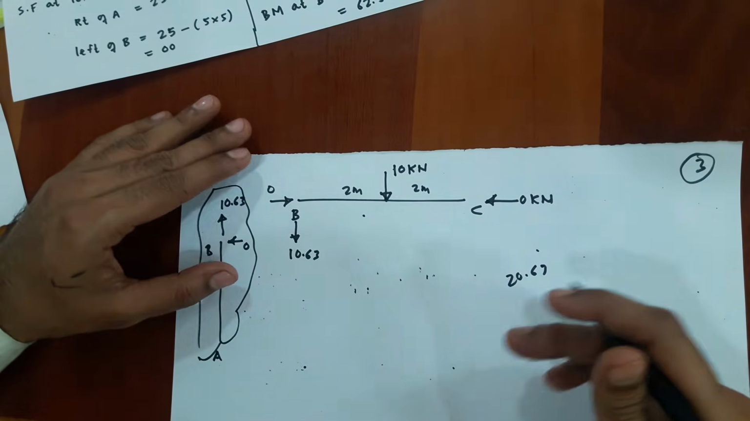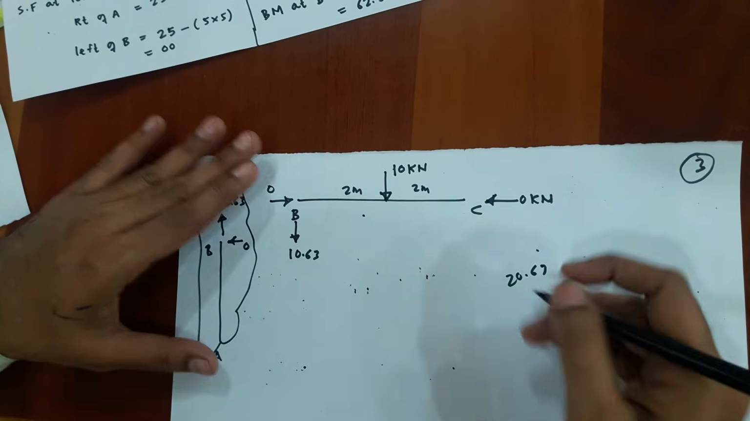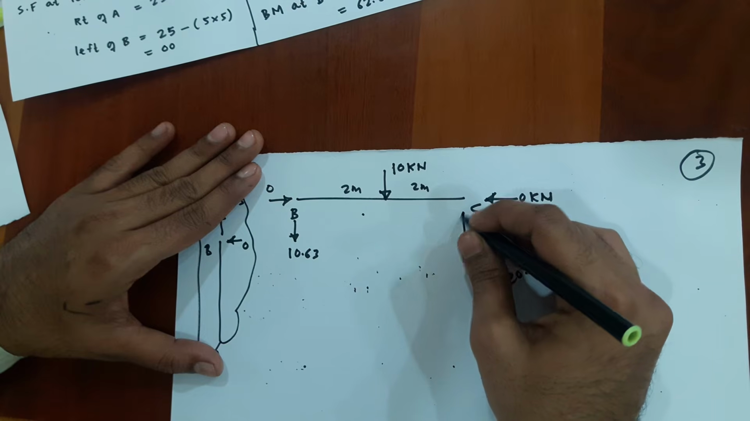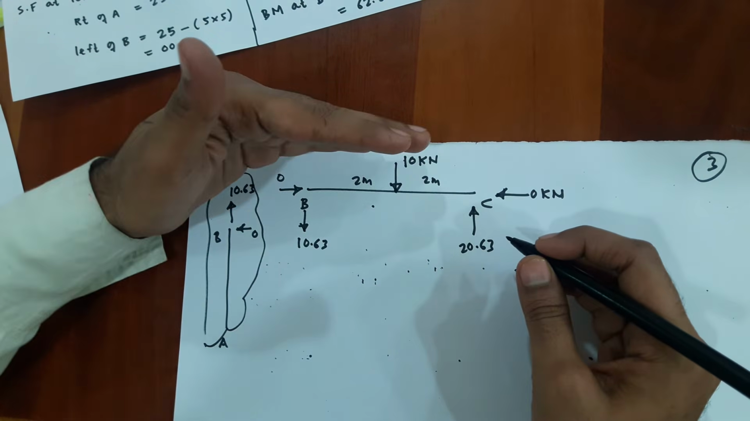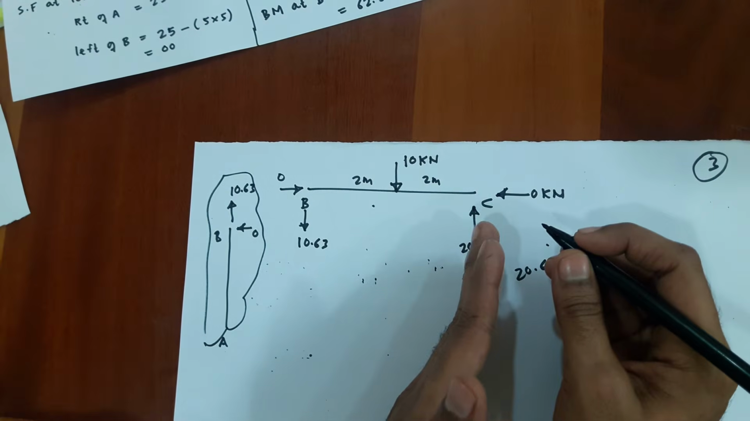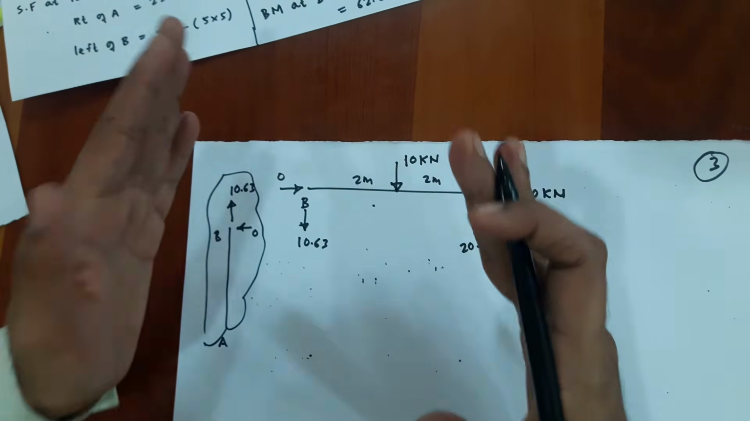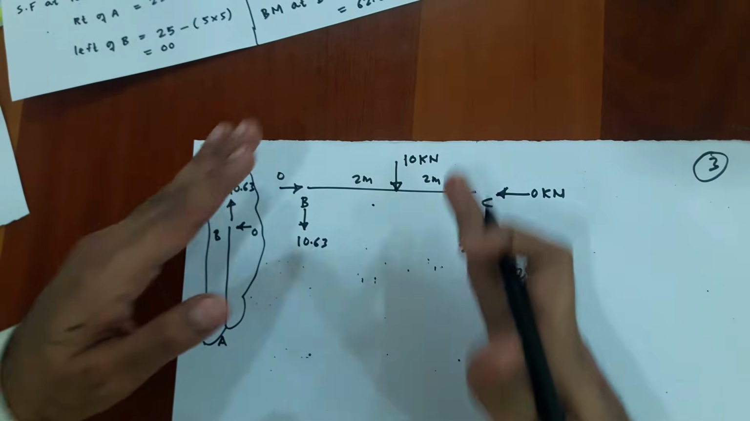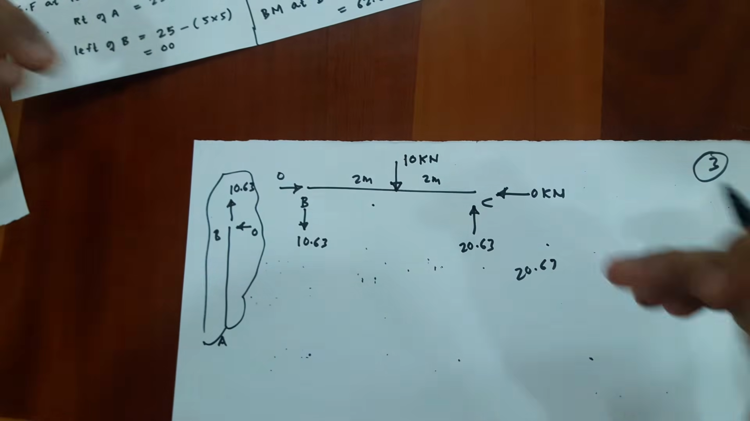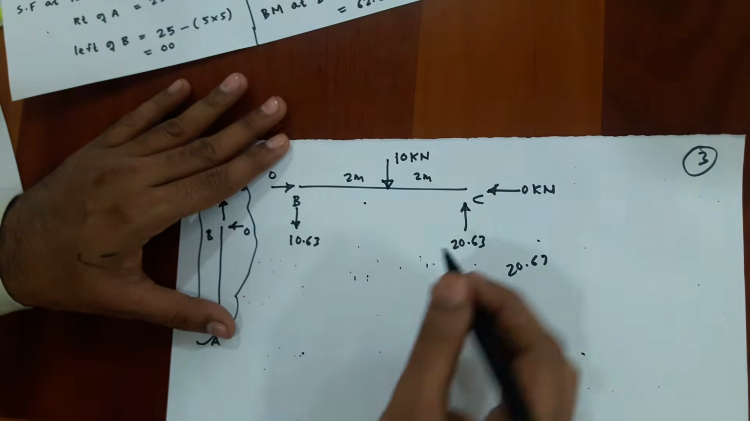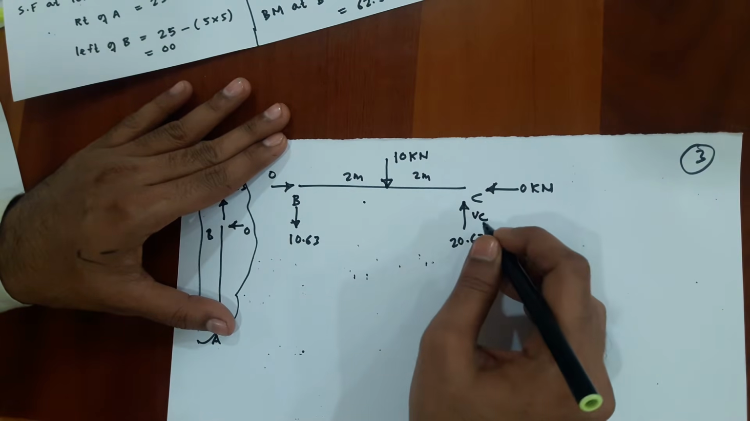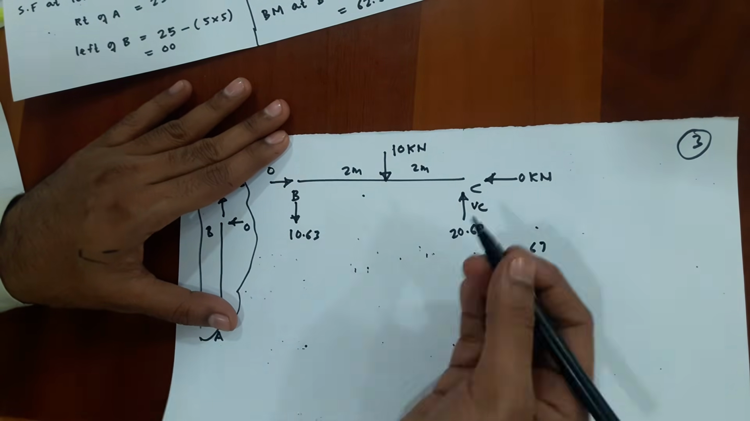So in order to have equilibrium with respect to vertical direction, here the reaction should be 20.63. 20.63 is going downward, 20.63 is going upward. So now this member is balanced with respect to vertical direction, and it is also balanced with respect to horizontal direction. If you are not getting this, you assume the reaction here VC and find the reaction.